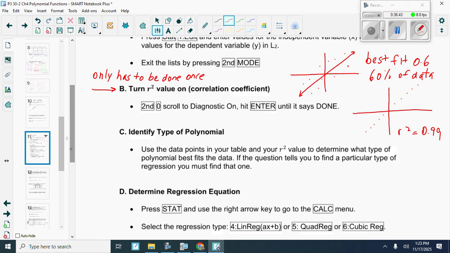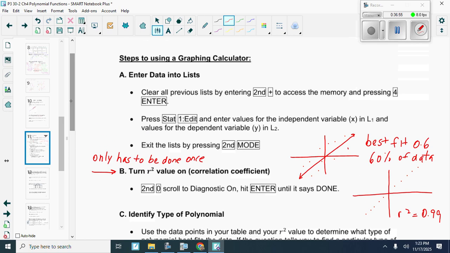So if the linear R-squared value was closer to 1, you say, oh, I can model this information with a linear. So what we're going to do is actually do some data.